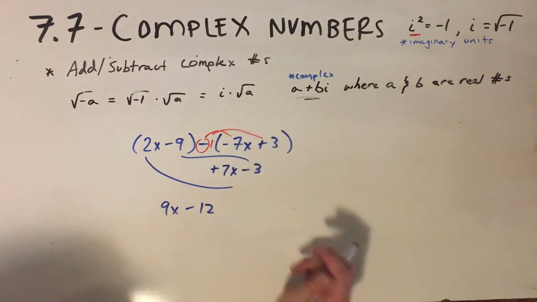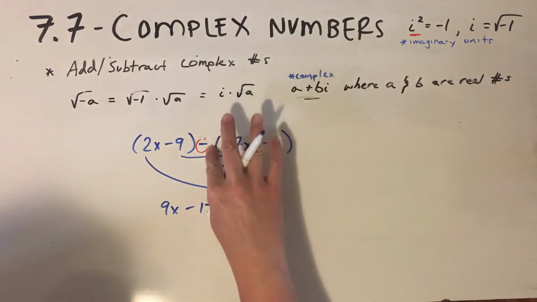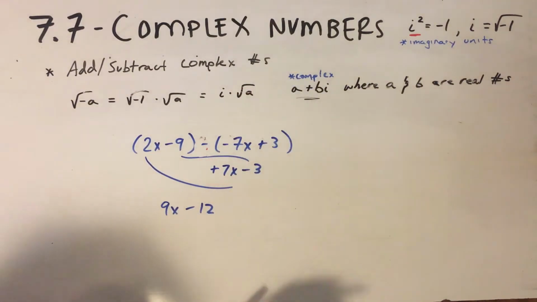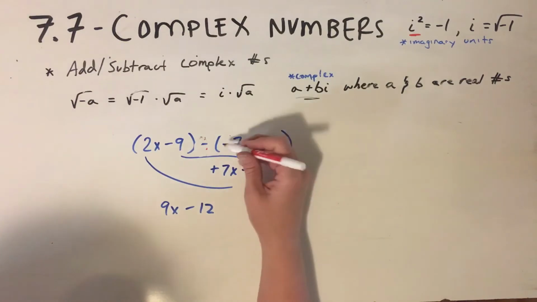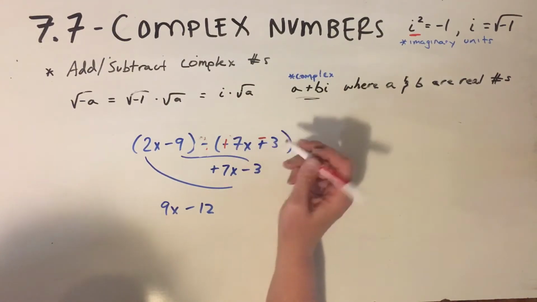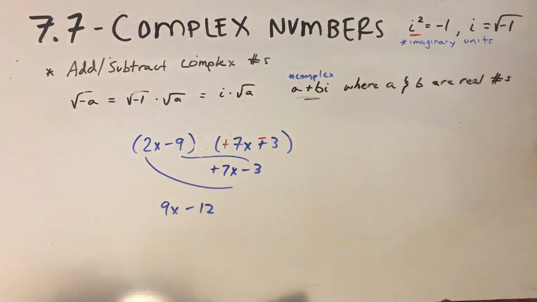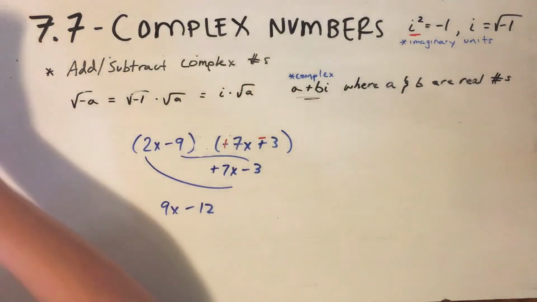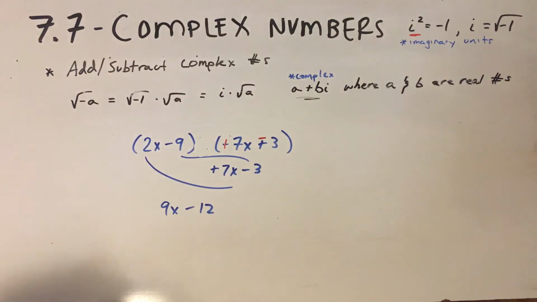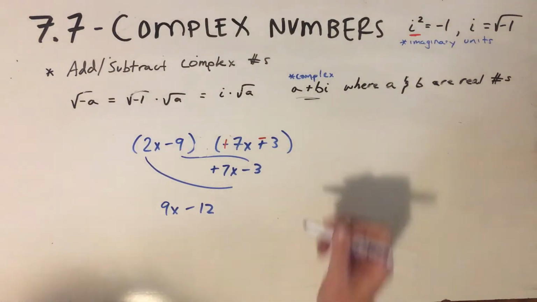Again, what this negative does right here is it changes both of these signs to a positive and a negative. So that's if I have an x. But what if I have an imaginary number?